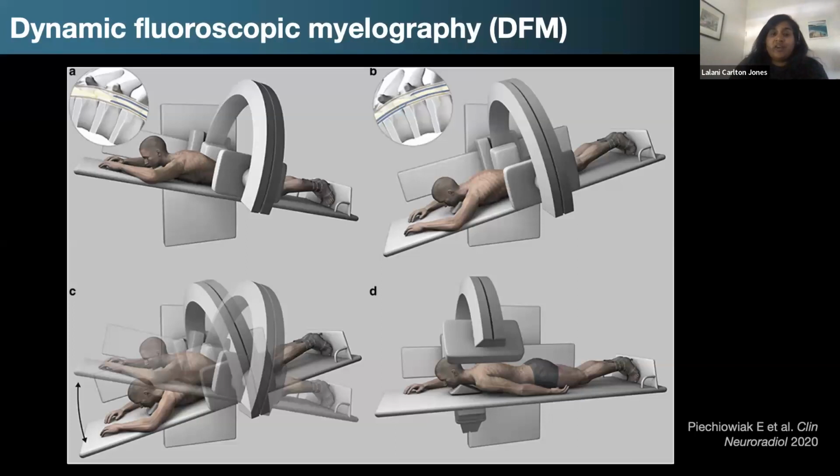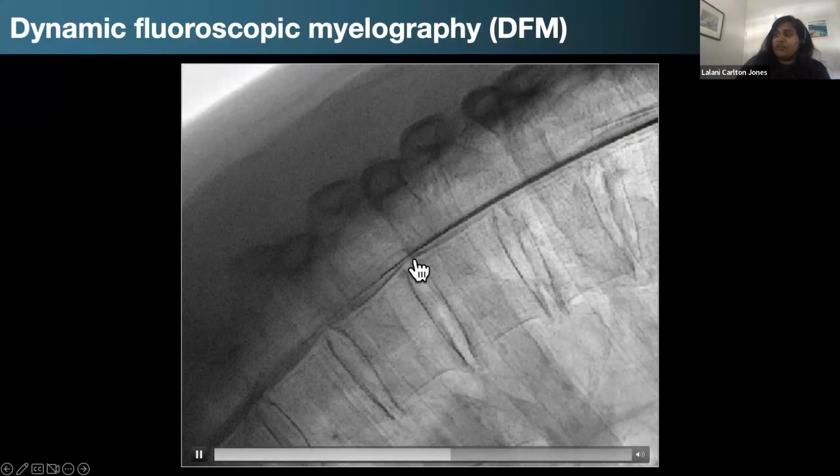groups in Germany, Bern and Freiburg, have a lot of success with this. This is from one of Ike Petroviak's papers. And this is where you can tilt and rotate the patient while the patient's on the table. And that can be really nice when you're looking for a leak in real time. So here's an example of a contrast column coming up and you can see the point of CSF egress as it goes into this ventral dural tear right here. And you can see the contrast spreading along that.